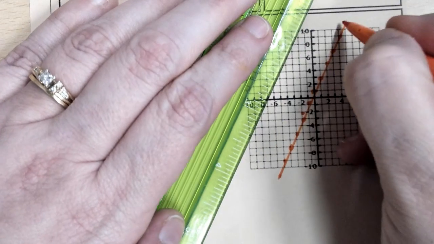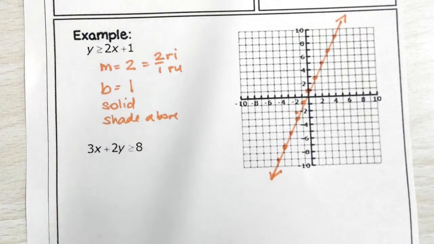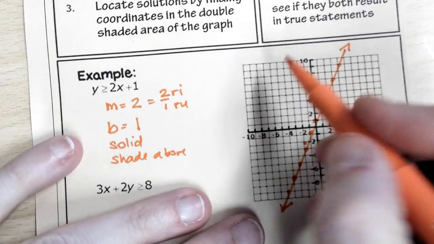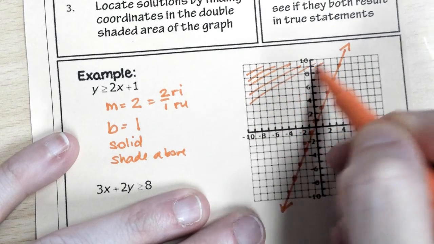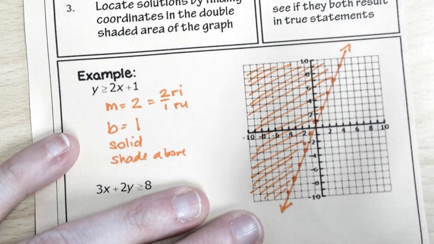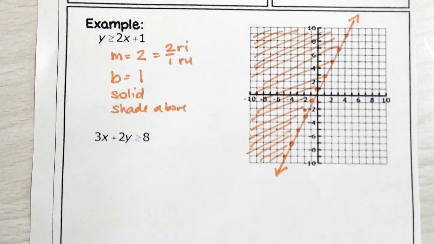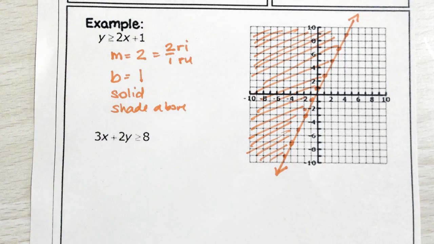So here's my line, and remember it goes off in all directions. It's solid because I have that or equal to, and I'm going to shade above. So again, I'm just going to shade like that. Okay? So that's the first one. Okay, now we're going to shade in 2 different directions, but what you could also do if you wanted to is you could use 2 different colors.